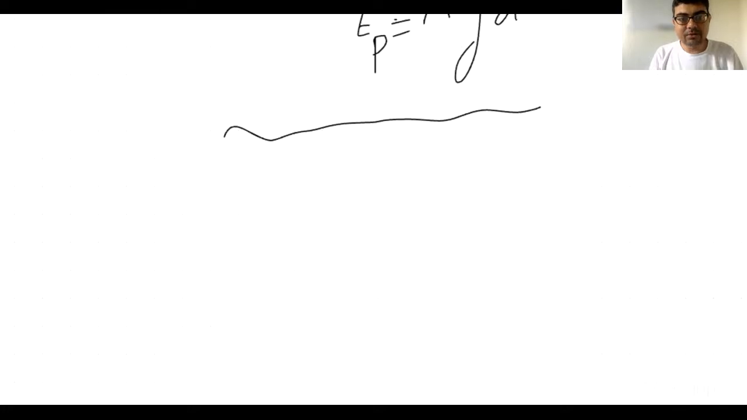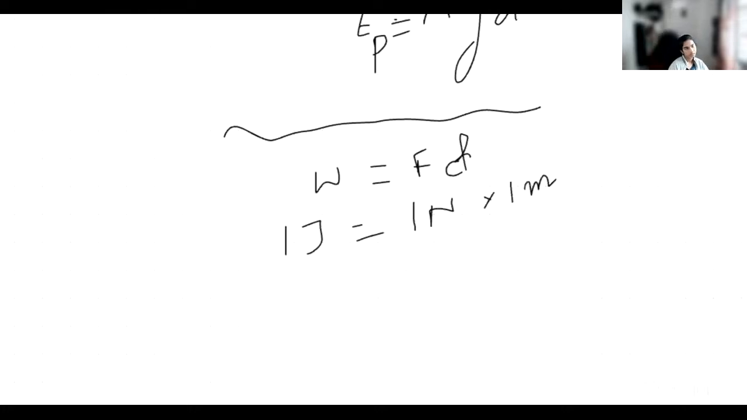W is equal to FD. Now we are trying to figure out the unit of each element. So for example, the unit of work done we have written 1 joule, and it equals the unit of force, 1 Newton, into the unit of distance or displacement, 1 meter, right? And it is in SI unit. 1 joule is equal to 1 Newton meter. Clear? Yes, sir. Good.